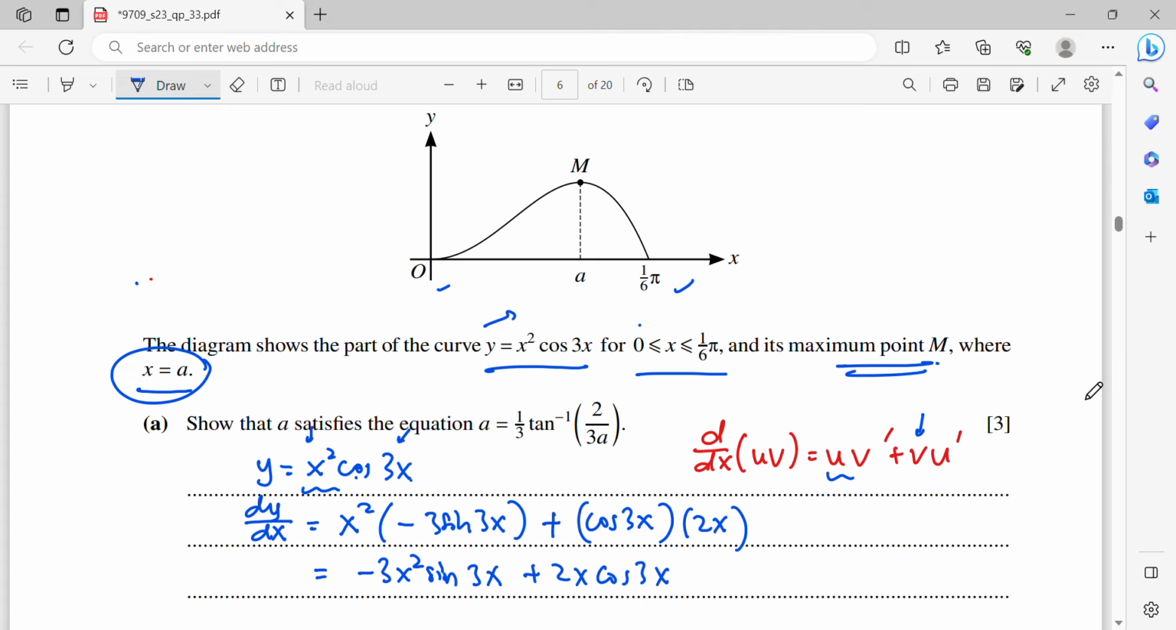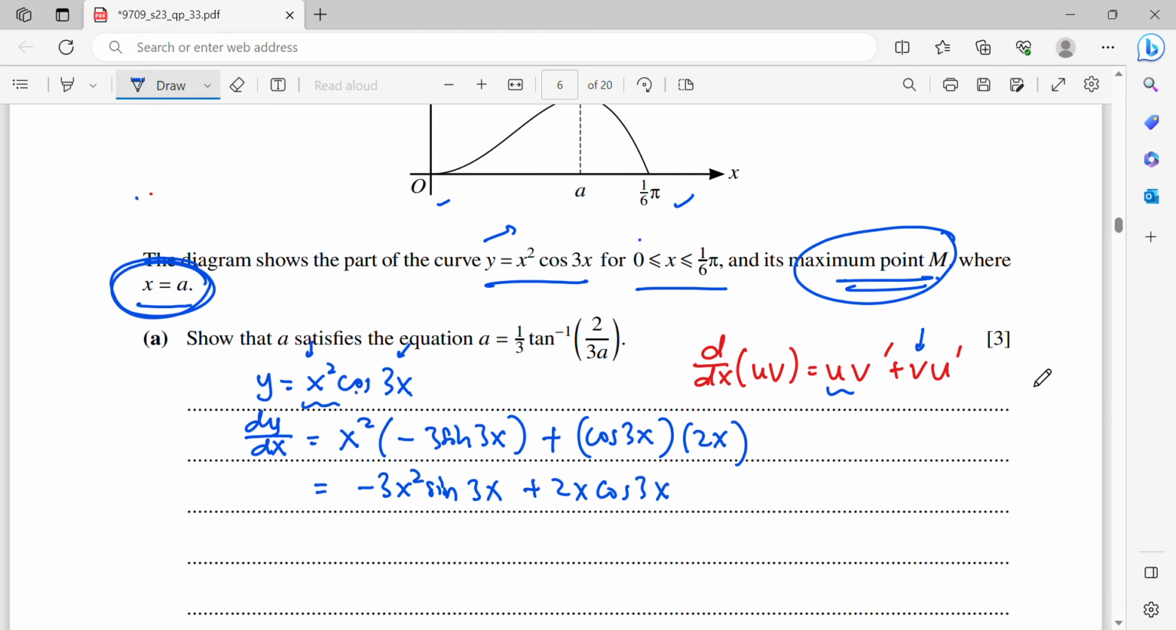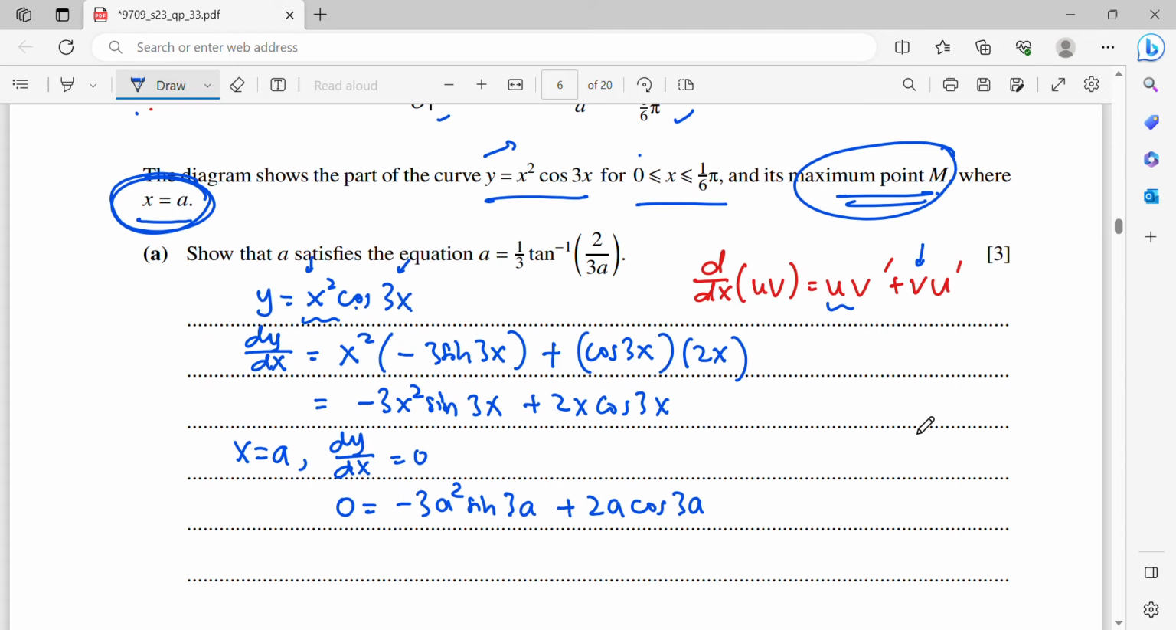Now when you look at the question, the maximum point M occurs when x equals a, which means when x equals a, dy/dx equals 0. So from here I will write 0 equals negative 3a squared sine 3a plus 2a cos 3a. And now from this equation, we need to show that a equals 1 over 3 inverse tangent of 2 over 3a.